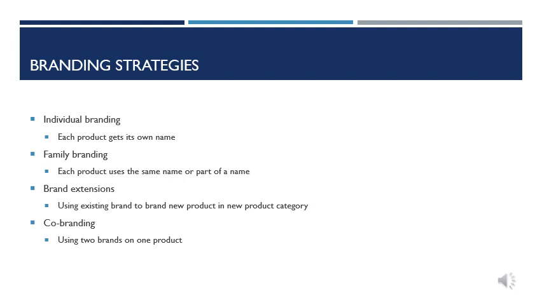Branding strategies play a big part in marketing for a company for its products. Individual branding is the process of a company giving each of its products its own name. The Nestle company uses this process by giving all of their products their own personal name. Family branding is when a company gives its products the same name or part of the same name. Kellogg's does this with its cereals. For example, they have Kellogg's Frosted Flakes, Kellogg's Rice Krispies, and so on.